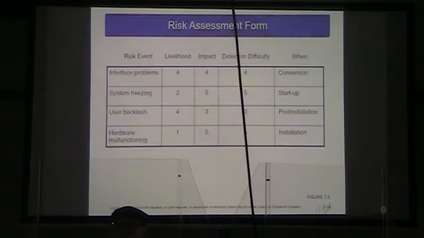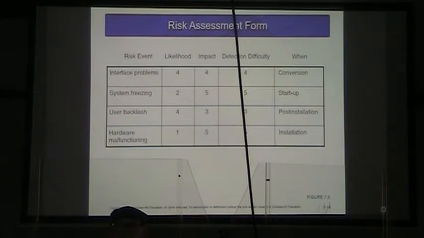All right, so here is a risk assessment form where they talk about, all right, interface problems, well, the likelihood is a 4, the impact is a 4, and the detection difficulty is a 4. When do they expect that to happen? During conversion of the various elements of the project into the integrated project.